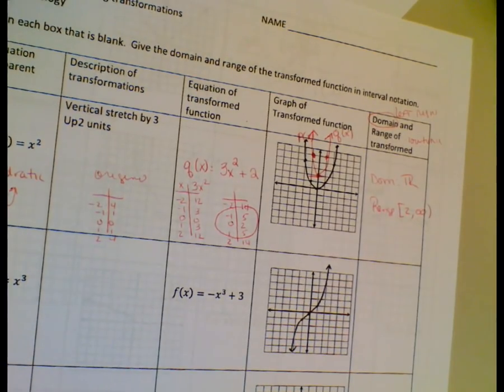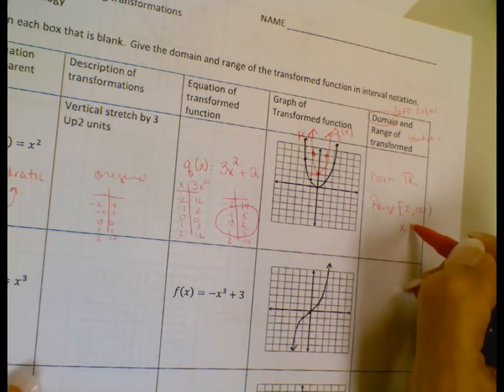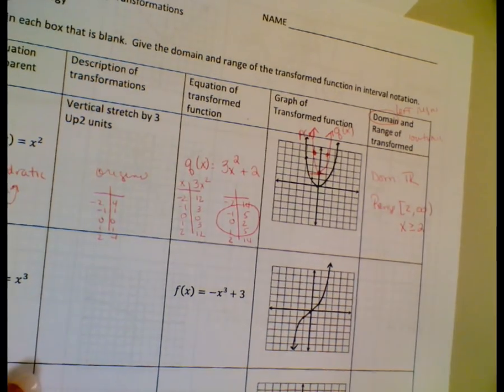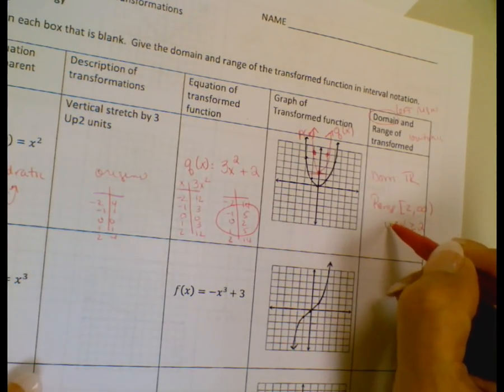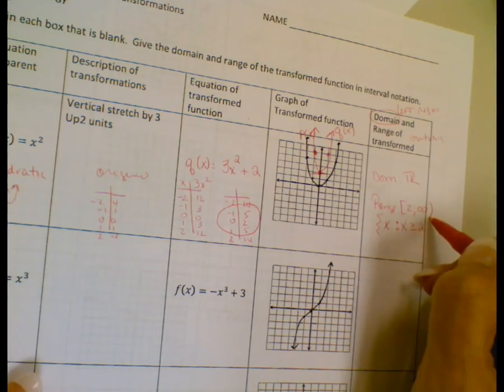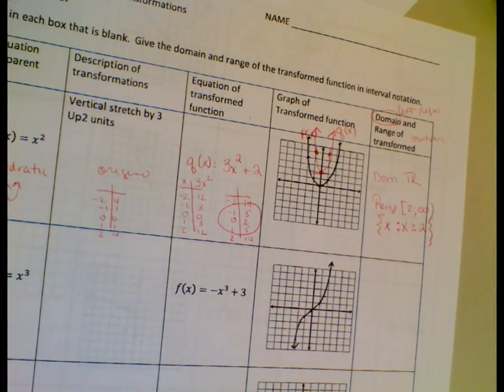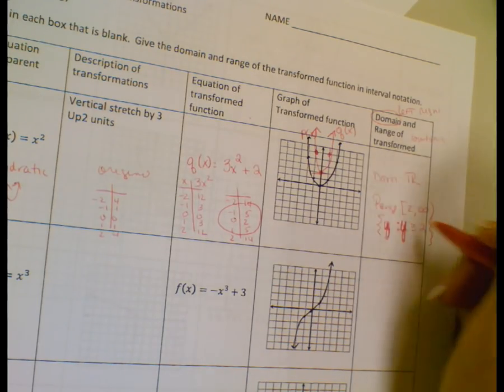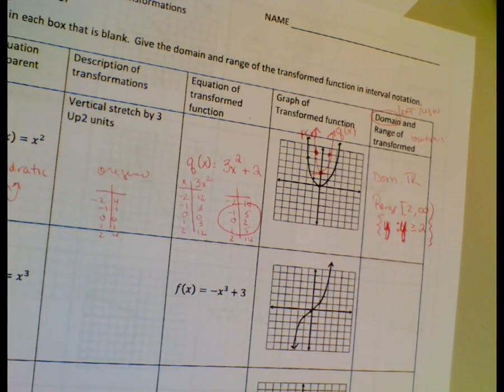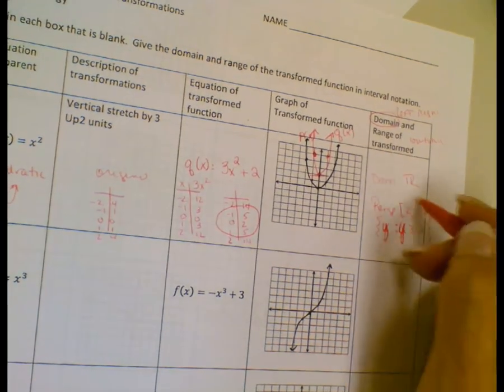You guys remember doing interval notation? Or you could say all the x's greater than or equal to 2. You could do set notation, all the x's such that all the x's are greater. Oh, you know what? That's y's. That's range. Sorry about that. All the y's such that y is greater than or equal to 2. I just prefer this.